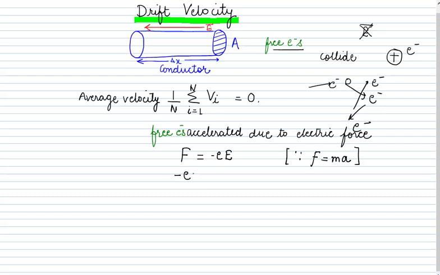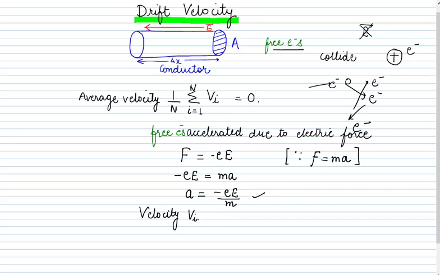So we can equate these two. The electric force is equal to the general formula of force, F equal to ma. Then we get the acceleration of the electrons, with which they are accelerated, as minus eE upon m. So this is the acceleration working on the electrons. And if we know the acceleration, then we can easily calculate the velocity.